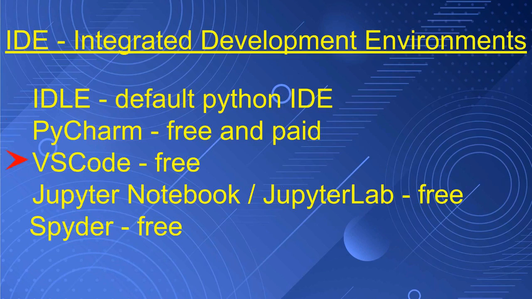VS Code is a free, lightweight code editor developed by Microsoft. While not a full IDE out of the box, it can be transformed into one using extensions. Jupyter is an open-source tool primarily used in data science and machine learning. Jupyter Notebook provides a web-based interactive computing environment, while Jupyter Lab is an updated version with additional features. Spyder is an open-source IDE specifically designed for data science. It's part of the Anaconda distribution and can also be installed standalone.